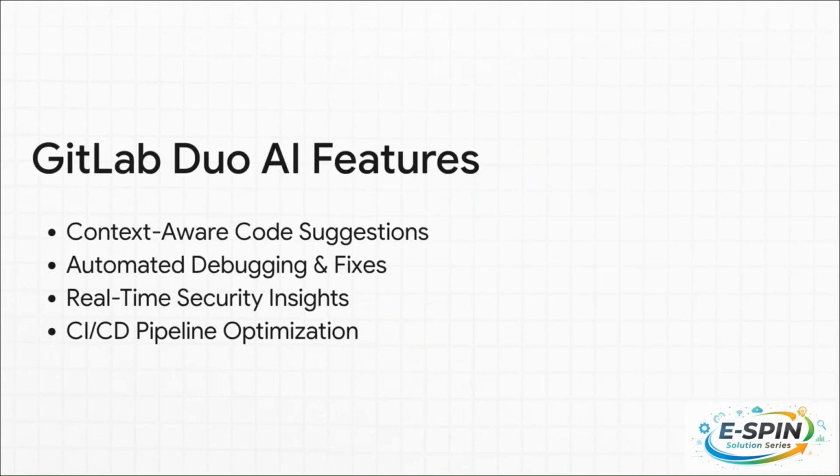And that copilot? It's GitLab Duo AI. Look, it doesn't just suggest code. It actually understands the context of your project. It helps automate debugging by finding root causes and suggesting fixes. It even flags security problems as you're typing. And it analyzes your CI/CD pipeline to find ways to squeeze out even more speed.